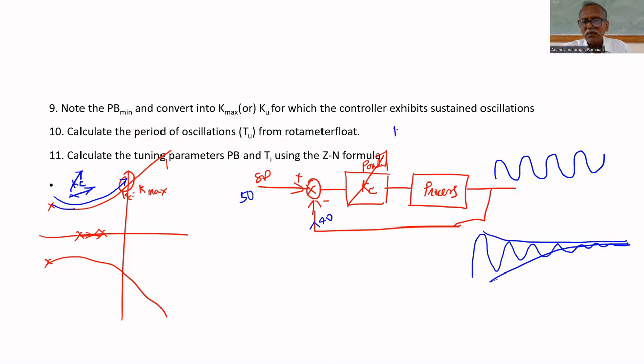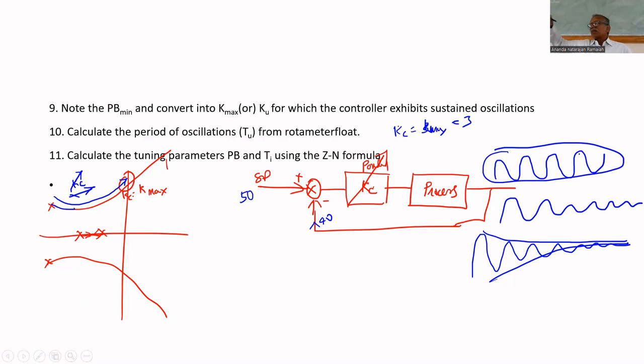Say when Kc equal to 3, it exhibits sustained oscillation. Let's assume Kc equal to 3, K max equal to 3. You gave 1.5, that's why it is damped oscillation. Gradually, if you increase, the oscillation will increase, but after some time the amplitude will decrease, and finally it becomes 0. No oscillation. When Kc equal to 3, it exhibits sustained oscillation. No decrease in amplitude. Continuous oscillation.